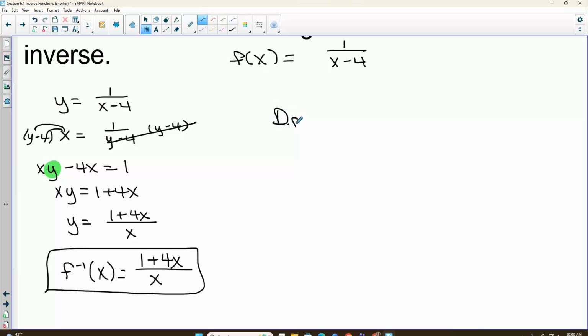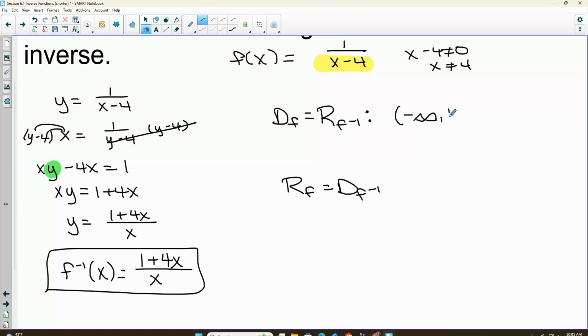Domain and range. You could list them all separately, but there's no need. We know the domain of the function and the range of the inverse are equal. The range of the function and the domain of the inverse are equal. Domain of the function. If I look at my original function, what can x not be? So my domain is everything except 4. Negative infinity to 4, union 4 to infinity.